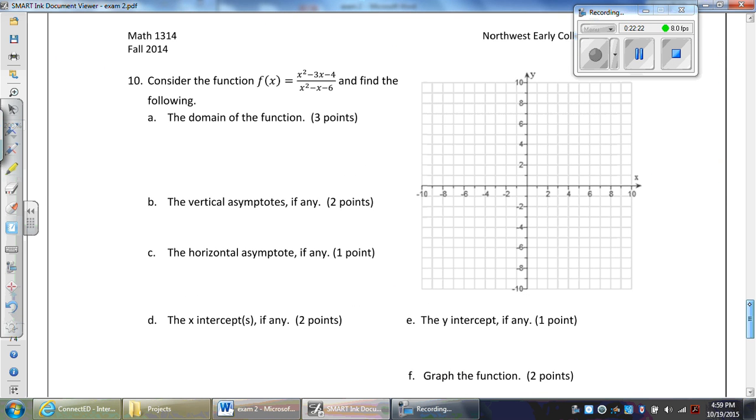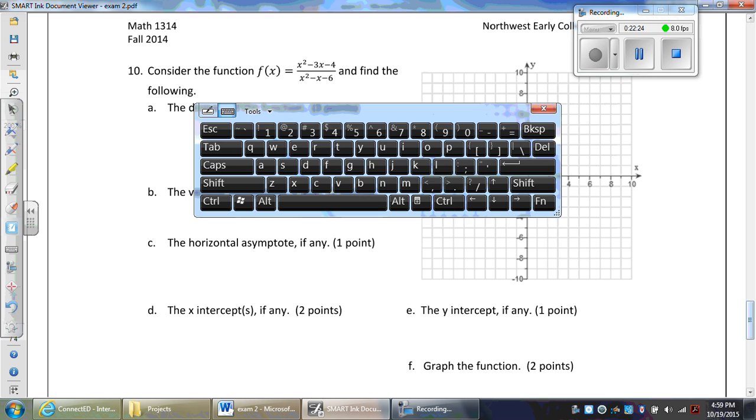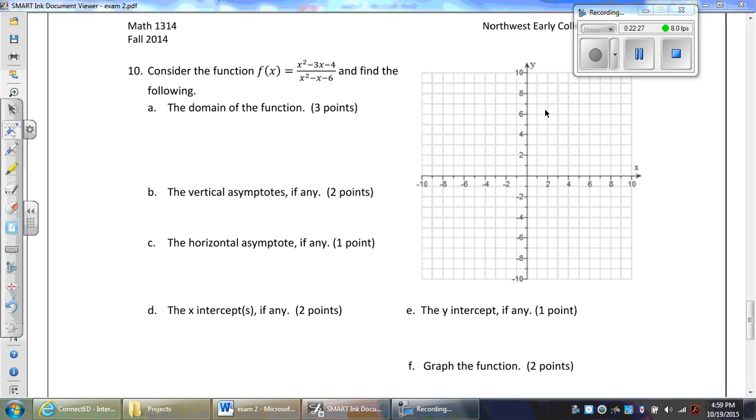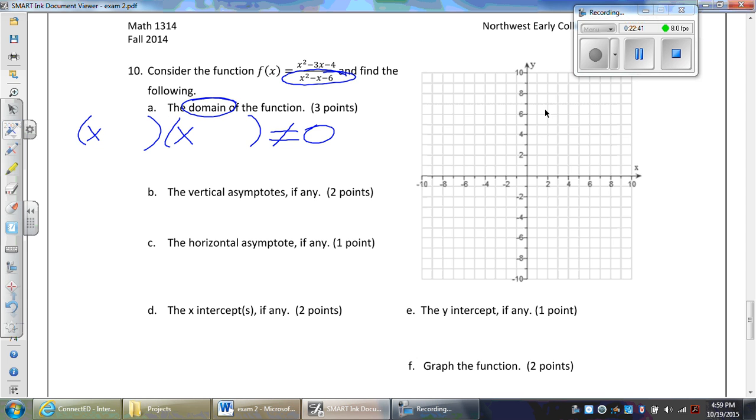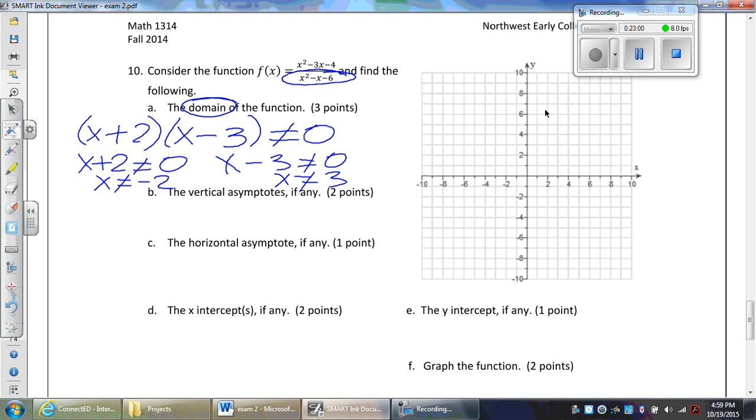Number 10. I'm going to go over this tomorrow with you guys. But to find the domain, you have to take the x values that will make the denominator equal to 0. So you can factor it, and then that cannot be 0. Then you take each factor, and that cannot be 0. So x cannot be negative 2. And then x minus 3 cannot be 0, so x cannot be positive 3.